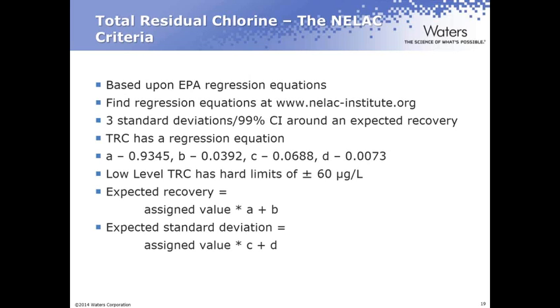Residual chlorine also has a low-level component, which is in the microgram per liter range. And those limits are what we call hard limits. The hard limits for total residual chlorine low level are plus or minus 60 micrograms per liter. To calculate your expected recovery and expected standard deviation, we would do it the same way we did for the fluoride.